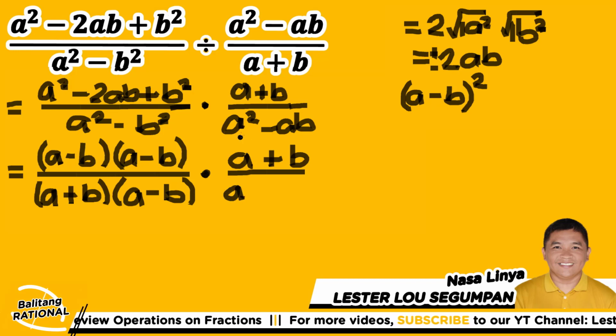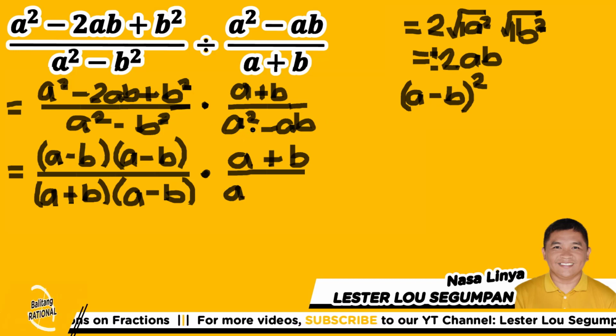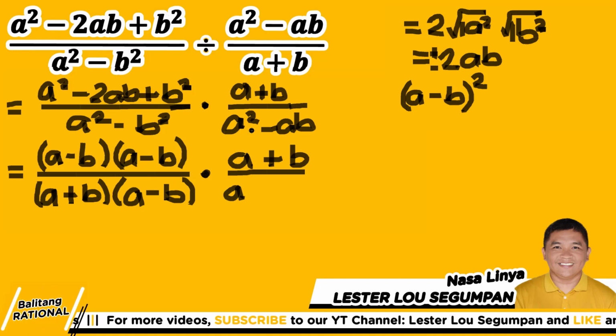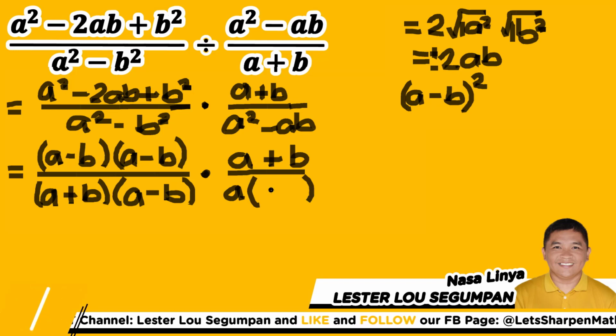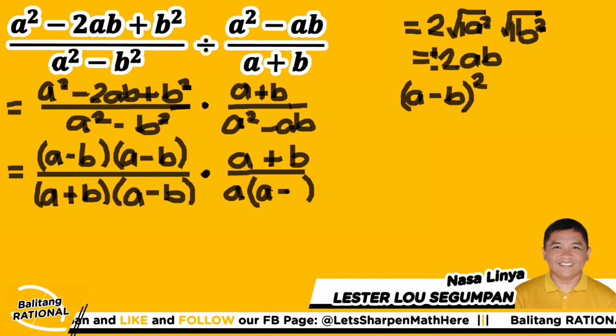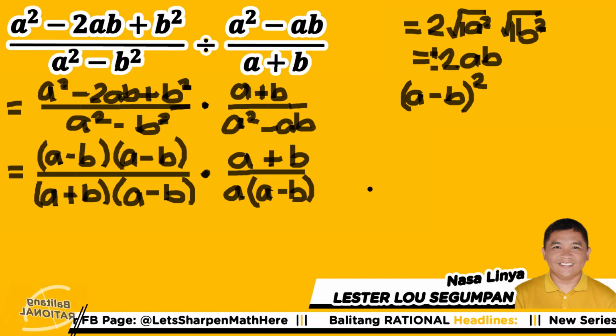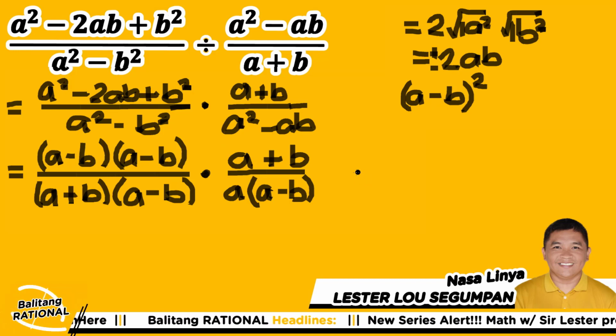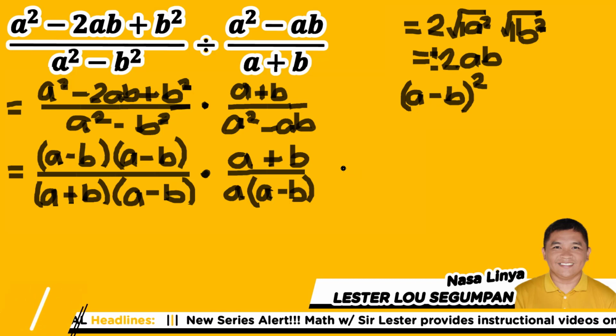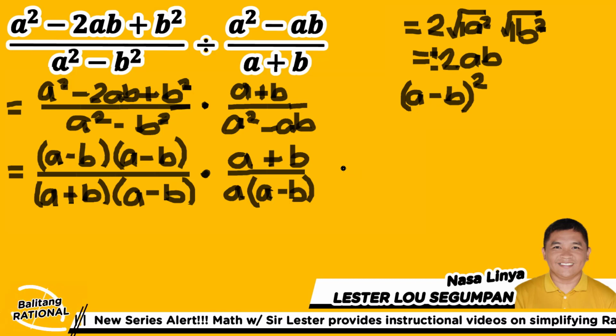Because both terms here have a. The first one, a squared, means there are two a's multiplied. And you also have a here. So when you factor that a, yung matitira sa a squared is another a. And dito po, you will have minus b because you have factored out a. Now that we are done factoring these expressions, let's proceed with canceling terms of similar expressions.